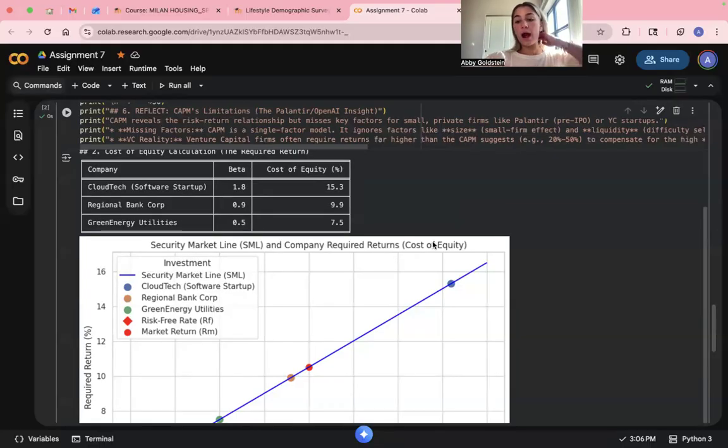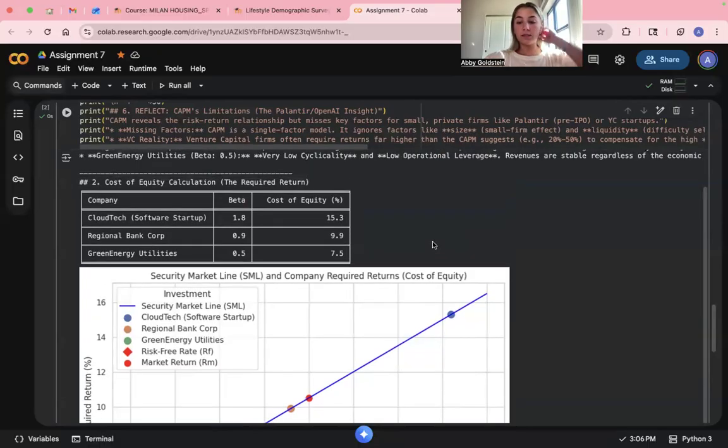So the next question we were asked was, why do these betas differ so much? It comes down to two key factors: operational leverage and financial leverage. Cloud Tech, which has a beta of 1.8. This high beta is driven by the high operational leverage, the need for high fixed costs like R&D and sales teams. This makes its profits highly sensitive to even small changes in the economy.